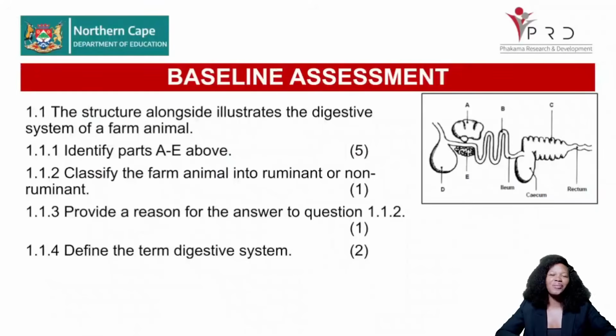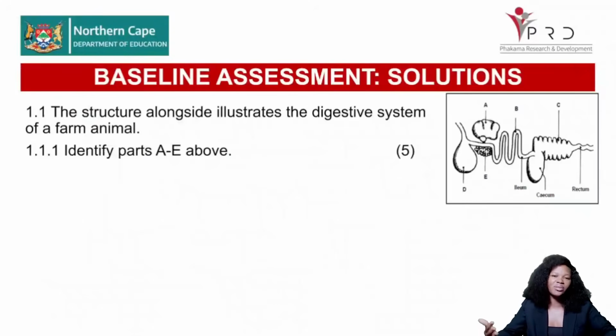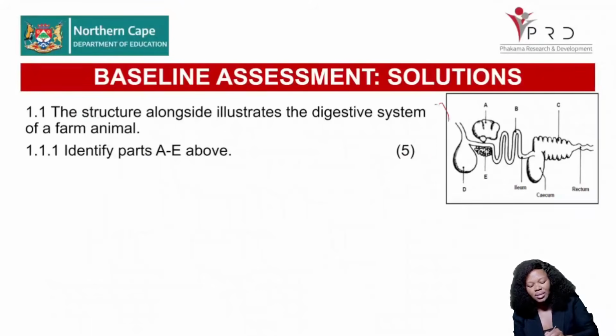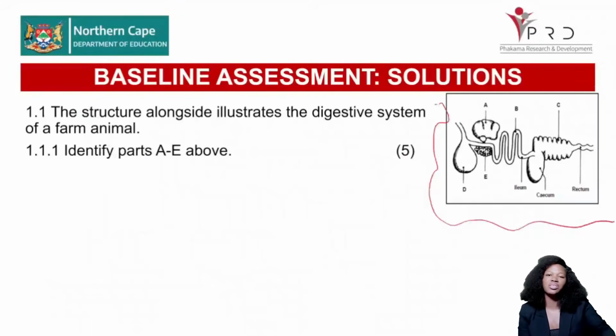Welcome back. I hope that you are done with your baseline assessment. Remember, you need the grade 10 knowledge to complete this activity. Now, let us look at the baseline solutions. We have the structure alongside that illustrates the digestive system of a farm animal. So this is the digestive system, or alimentary canal, for this farm animal.